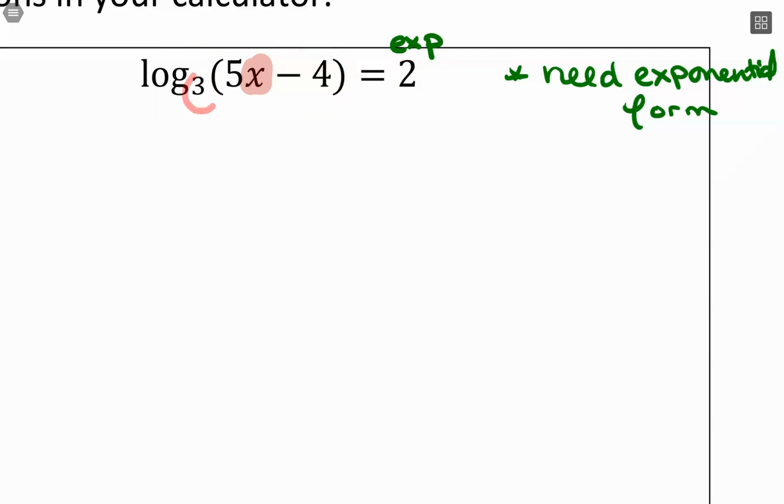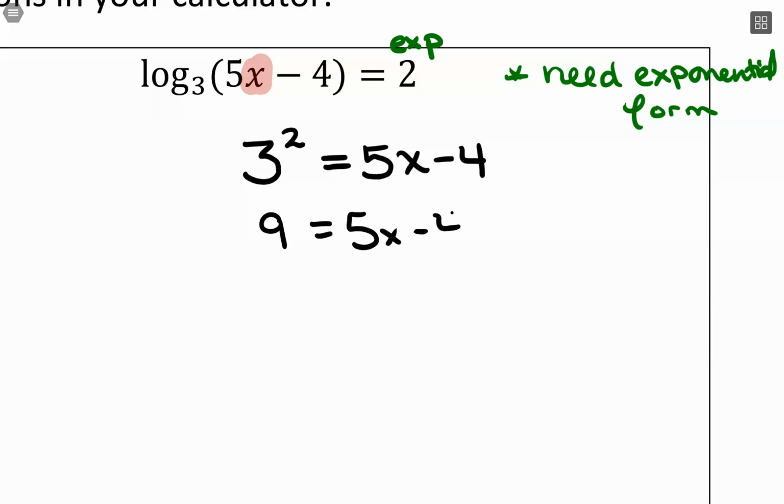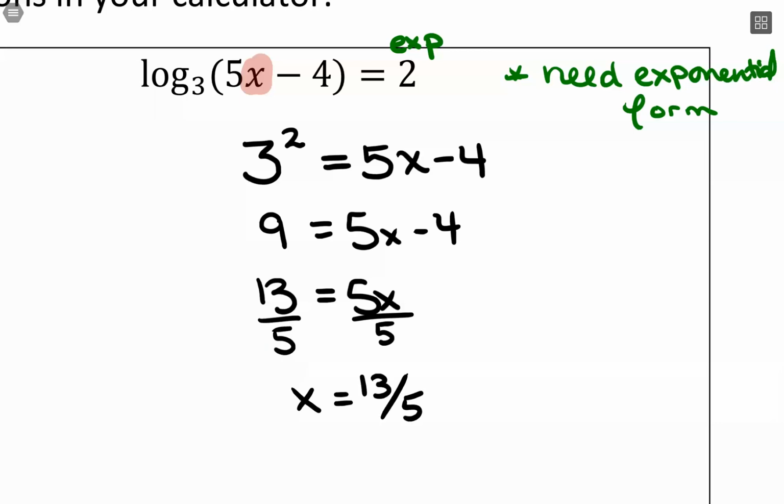So I'm going to take that base of 3 and exponent of 2, and then equals everything in the parentheses there, everything inside the logarithm. So 5x minus 4. So this is 9 equals 5x minus 4. Add 4 to both sides. Divide by 5. Nope, I subtracted there. I went too fast. Add 4 to both sides, then divide by 5. So x is equal to 13/5.